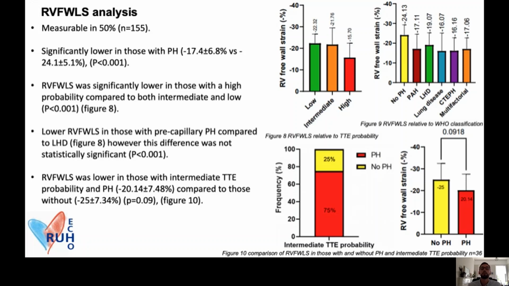In addition to those with low TT probability, RV free-wall longitudinal strain was also lower in those with intermediate probability, as seen in Figure 10. However, this difference was not statistically significant. This may have been due to the low number of patients with no pH that had measurable RV free-wall longitudinal strain in this group.